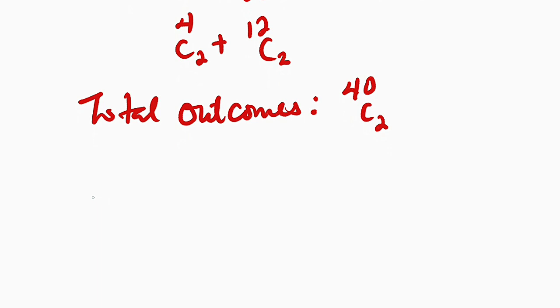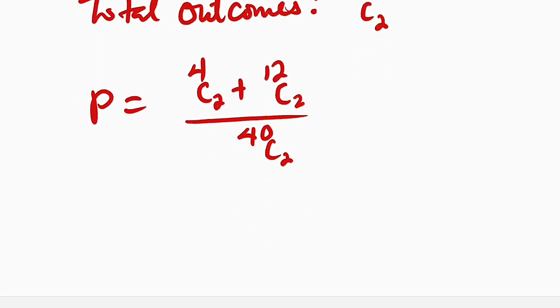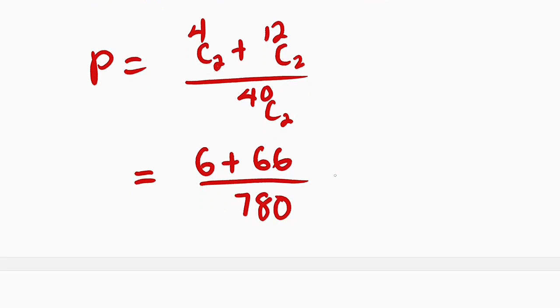So to find this probability P, it will be equal to 4 combination 2 plus 12 combination 2 divided by 40 combination 2. So let me use my calculator. What is 4 combination 2? 4 combination 2 is equal to 6 plus 12 combination 2 from my calculator is 66 divided by 40 combination 2 is 780. And 66 plus 6 will give us 72. So this is 72 divided by 780.